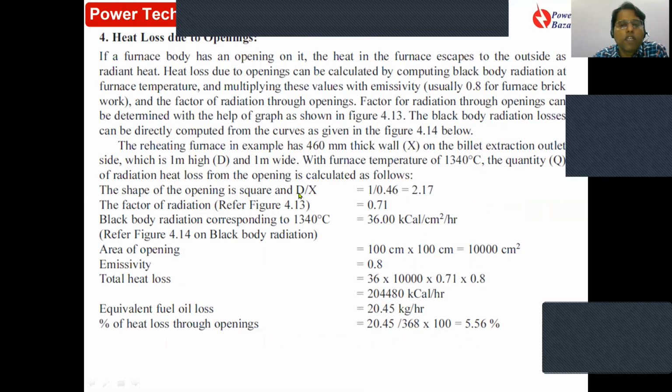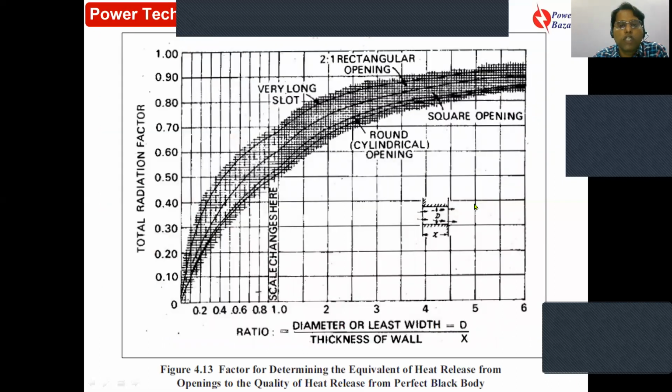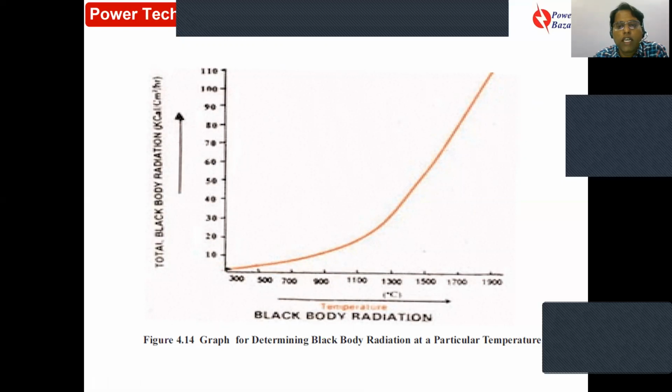So if I refer to the temperature, the factor of radiation is 0.71 with a furnace temperature of 1340 degrees Celsius. Now let us find out whether this is coming or not. Now 1340, it is in this range. So this one is basically the temperature of the black body, total black body radiation factors.